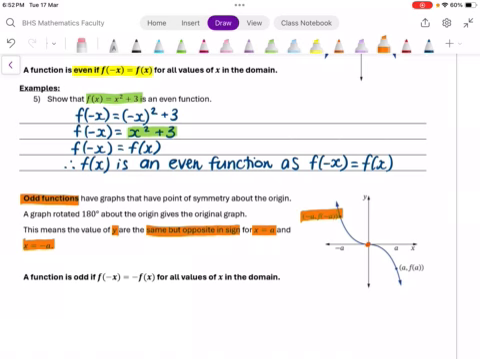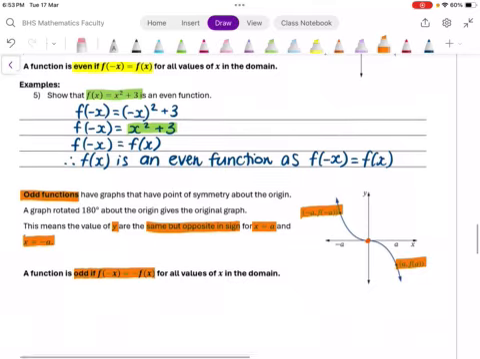So we have that they're the same but in opposite signs in these points. Now our property for an odd function is that a function is odd if f of negative x is equal to negative f of x for all values of x in our domain.